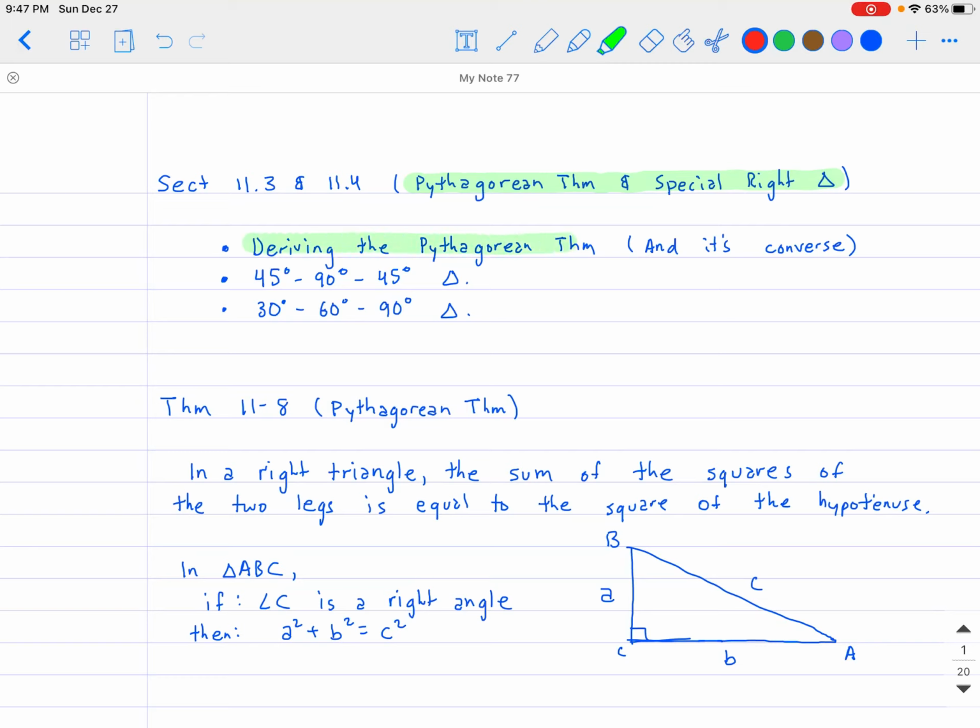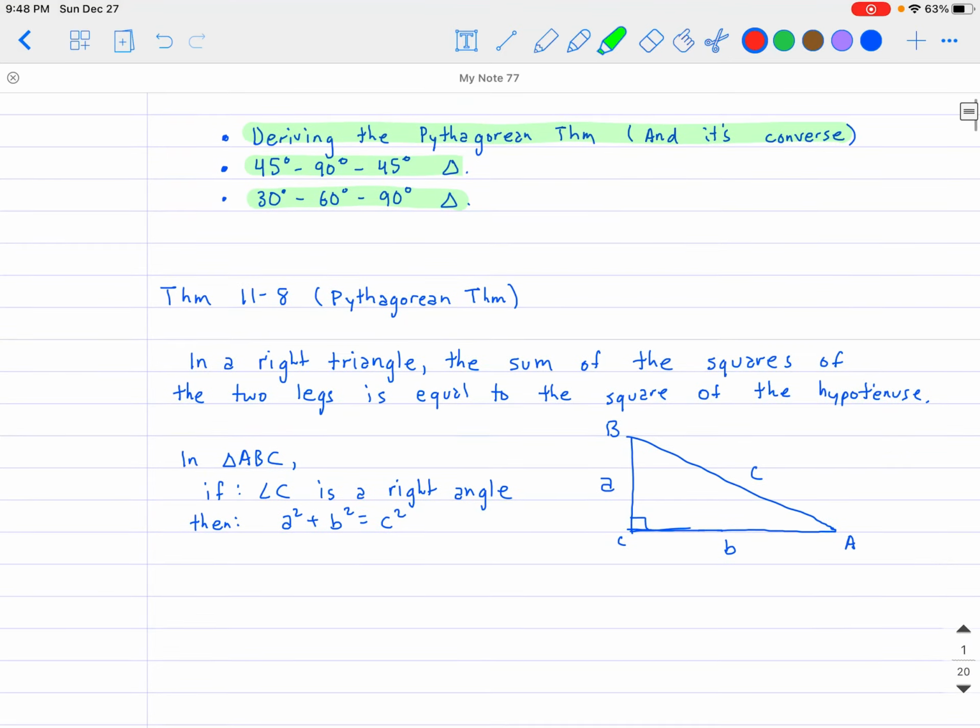So as we said right here, the first thing we're going to do is derive the Pythagorean theorem and also its converse. Then we're going to look at the special triangle 45 degrees, 90 degrees, 45 degrees triangle, or 45, 90, 45 for short. And the other triangle will be the 30, 60, 90 triangle, which is kind of the special case we talked about at the end of the last semester. All right, so here we go. Let's go ahead and get started then.